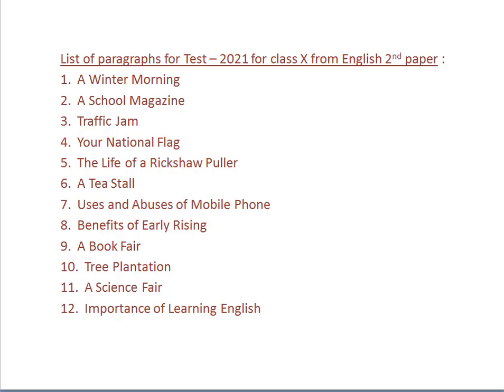Dear students, here it is evident that there are some paragraphs in English second paper which are also present in English first paper. So I will skip those paragraphs and give focus on the newer ones.